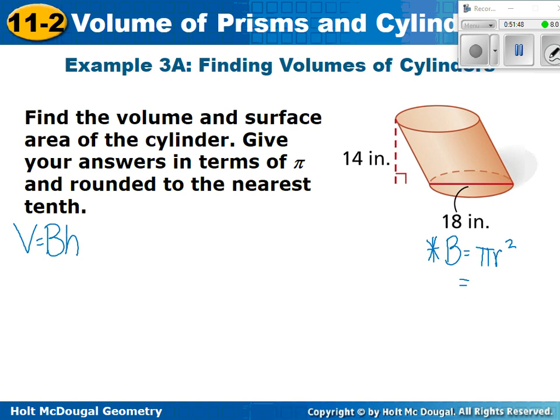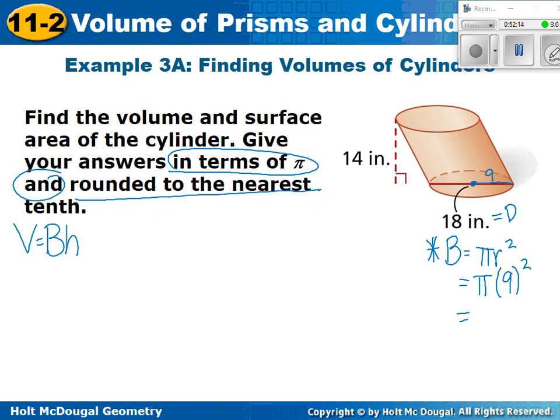All right, look at your picture. Do they give us the radius? No, what do they give us? Diameter. If the diameter is 18, what's that going to make the radius? 9. Half of 18 is 9. So now we have pi times 9 squared. Notice the directions say give your answer in terms of pi and rounded to the nearest tenth. So we're going to have two answers for each one.